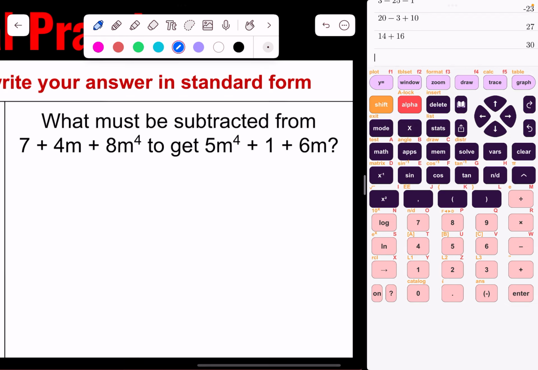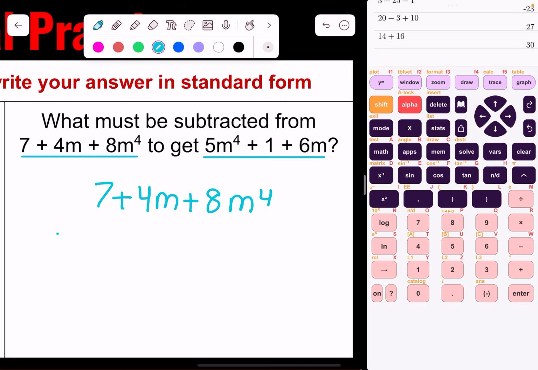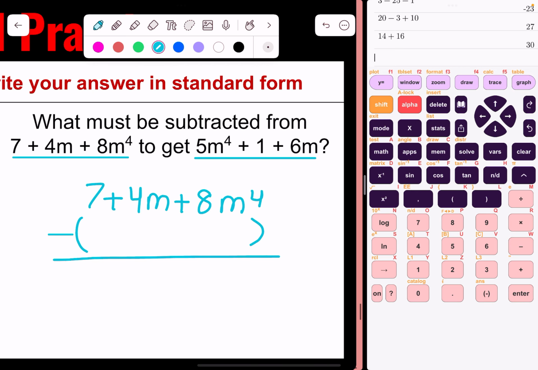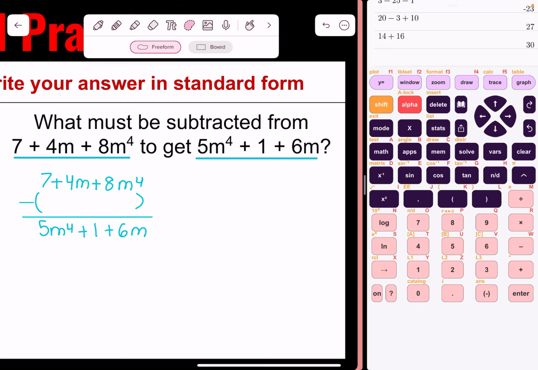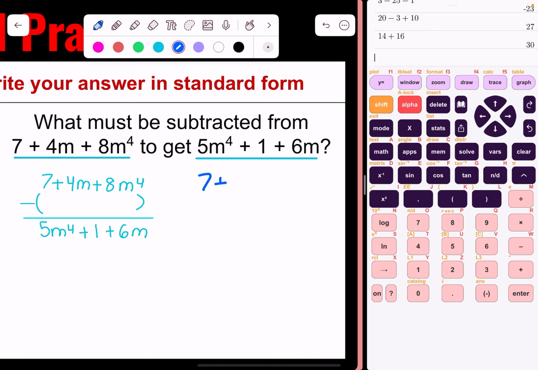Alrighty, let's look at this. What must be subtracted from this to get this? Okay, so they're basically saying that you had this answer. You had 7 plus 4m plus 8m to the fourth, and we subtracted something, and by subtracting that something, we ended up getting 5m to the fourth plus 1 plus 6m. Okay, so what we can do is we could end up just subtracting those two, and I think that should get us the answer. Let's see if this works.